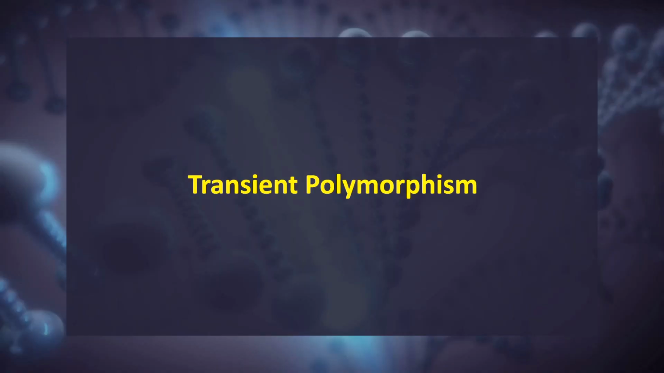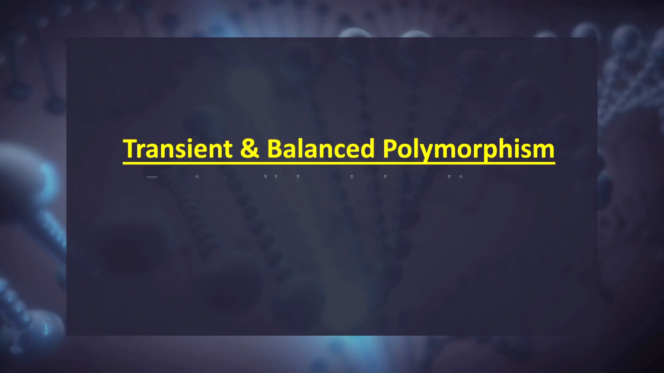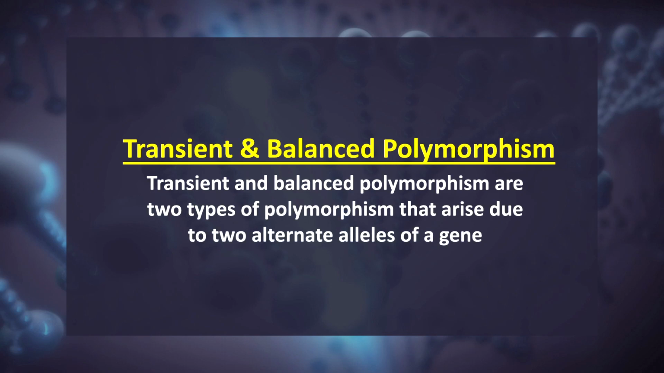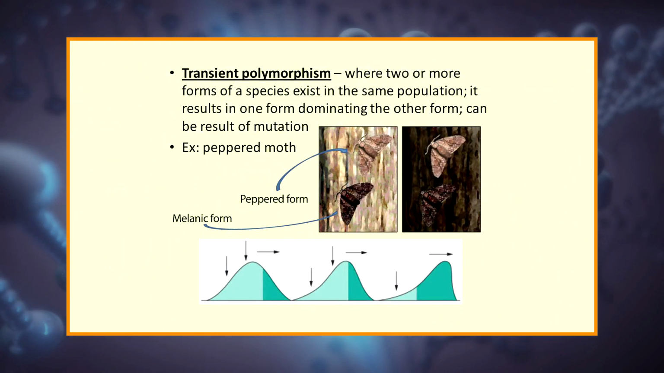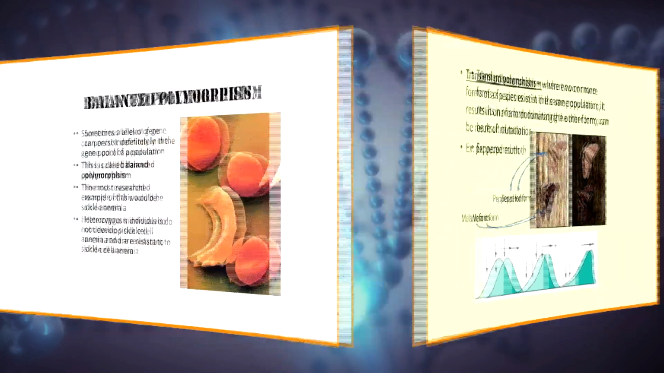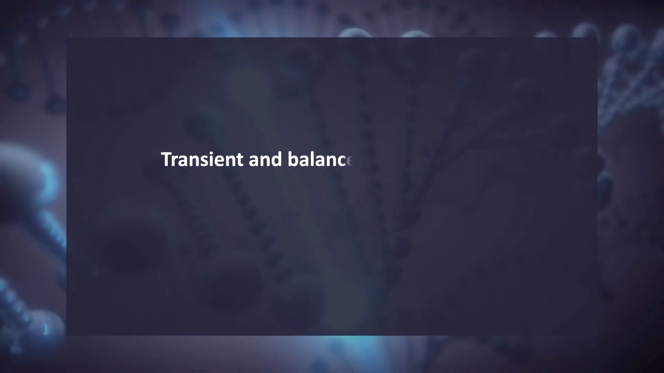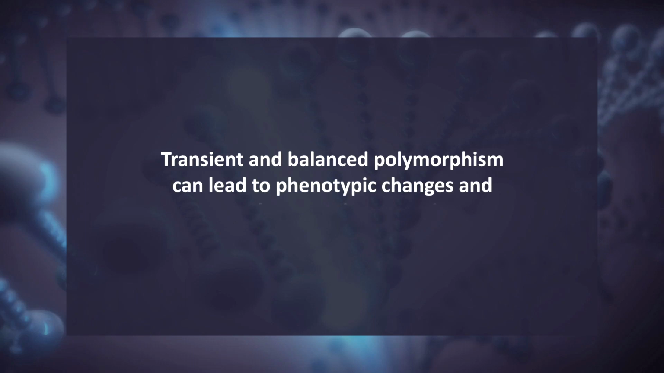Dear students, let's discuss transient polymorphism. Transient and balanced polymorphism are two types of polymorphism that arise due to two alternate alleles of a gene. In transient polymorphism, from the two alternate alleles of a given locus, one allele is progressively replaced by another. In balanced polymorphism, on the other hand, the two alleles are in equilibrium with each other. Both versions of the gene are maintained in the population. Transient and balanced polymorphism can lead to phenotypic change and may alter protein expression.